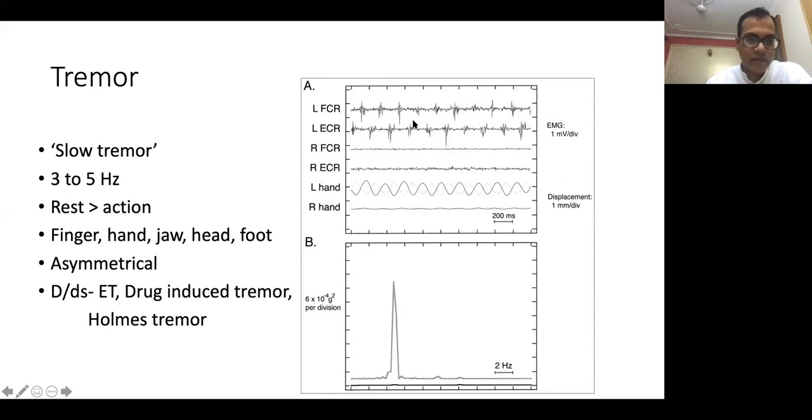The other differential is a drug-induced tremor, which you have to take a history and find out. It may mimic completely like a Parkinsonian tremor. And the final slow tremor differential is a Holmes tremor, which is also a rest tremor, but it appears at rest as well as at action. And the frequency usually doesn't change, the amplitude increases. So that's how you differentiate Holmes tremor.